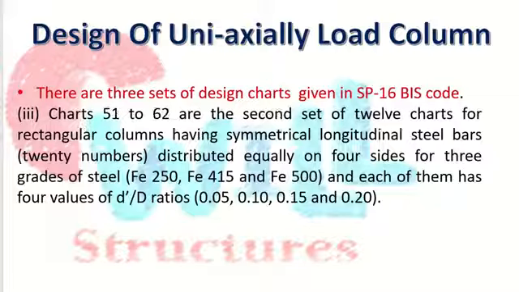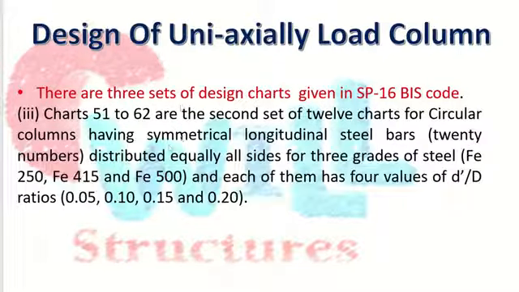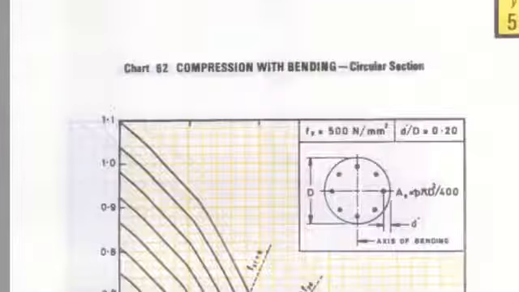The third set is for the circular columns. Charts 51 to 62. These charts are for the circular columns with the symmetrical longitudinal steel bars distributed equally on all of the sides. Similarly for the steel grades 250, 415 and 500, and with the D dash by D values 0.05, 0.1, 0.15 and 0.2. Let's see for circular columns, right? Here is a compression with bending chart for the circular section, correct? You can see in the diagram there is a circular column, and here are charts from 51 to 62 for different grades of steel and different D dash by D values.